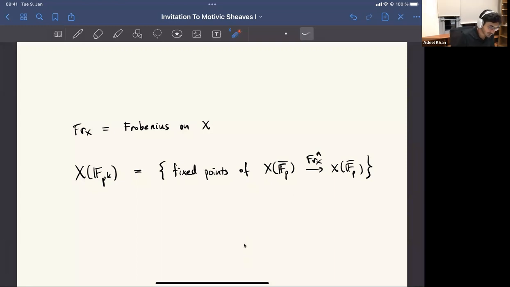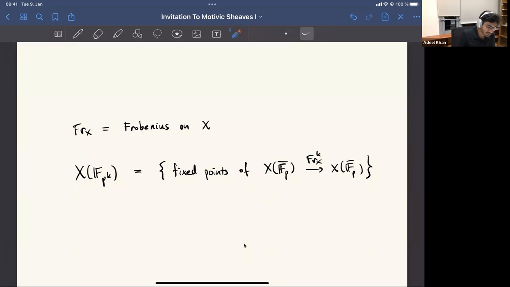The first key observation they made was that if you look at the Frobenius on X, then you can identify this set as the fixed points of the Frobenius. If you choose an algebraic closure F_p bar and look at solutions with values in there, you can identify these with fixed points of the Frobenius iterated k times. Could you just remind us what the Frobenius map on X is?